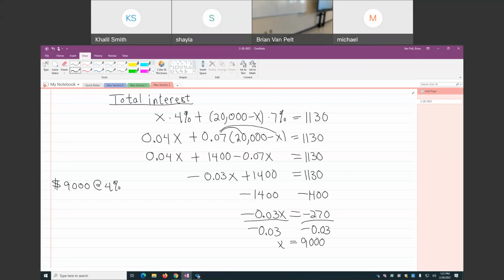How much was left over for the other one? Because they started with 20,000, they invested 11,000 at 7%. All the mixture problems are nearly identical to this style. So in all of them, you're going to need a handle on breaking the quantity into two pieces like that.